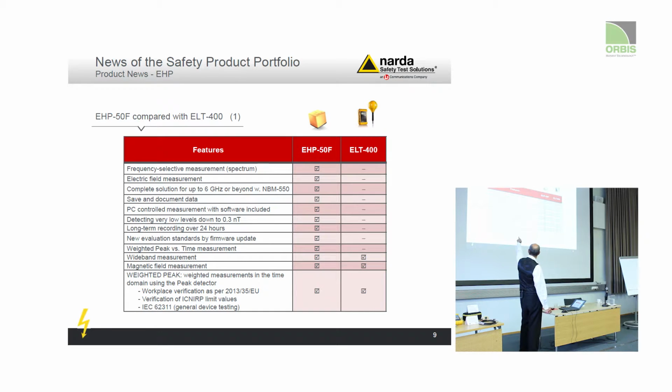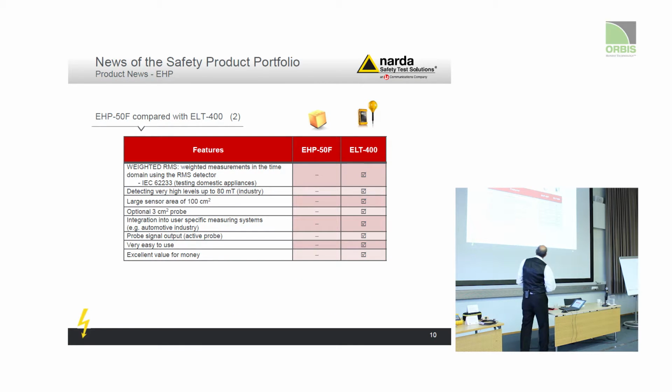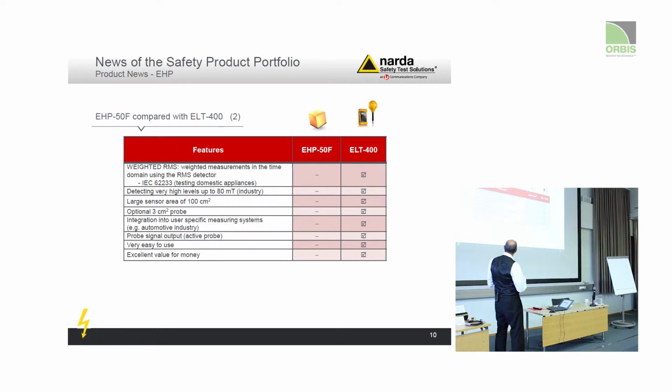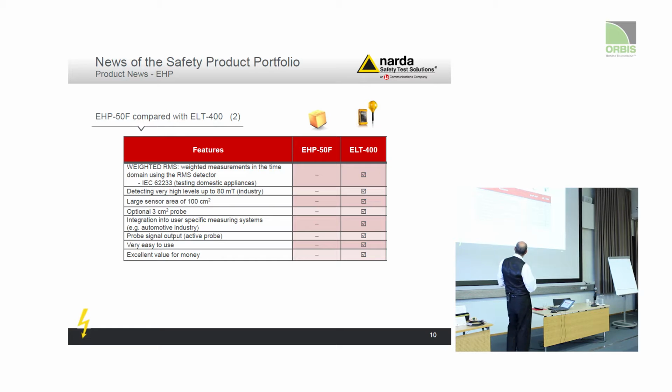It can do magnetic and wideband measurement, and the EHP 50 is a little bit more sensitive, also in the magnetic field. On the other hand, the ELT 400 is going up to 80 millitesla. It also fulfills measurement for domestic appliances, the IEC 62233, where you have a weighted RMS detection, not a weighted peak. So that is also available in the ELT 400.